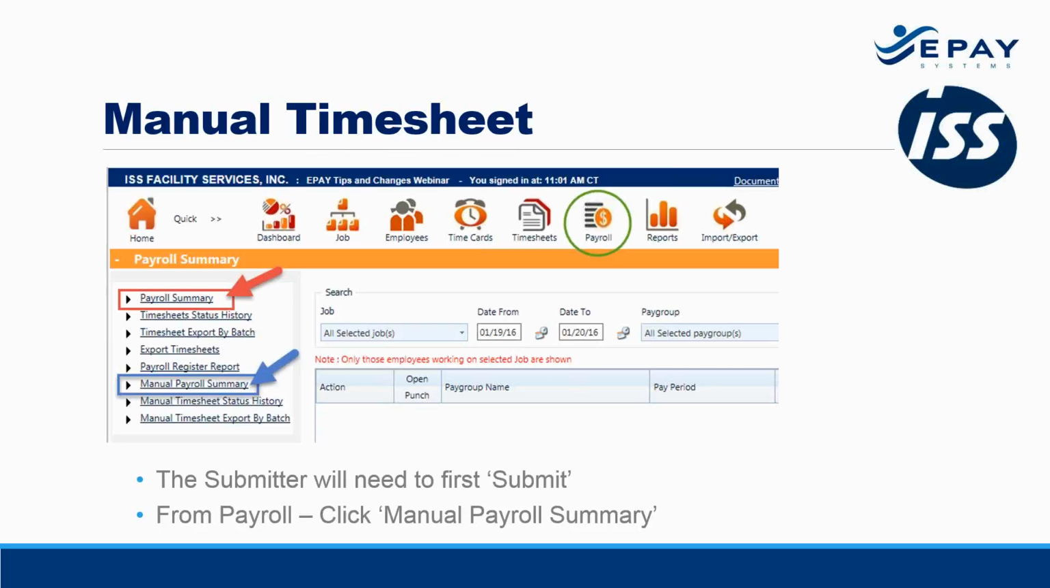In order to do that, you have a payroll screen that you can go to again. It's called Manual Payroll Summary. And if you're a submitter, you can submit from the manual timesheet itself.